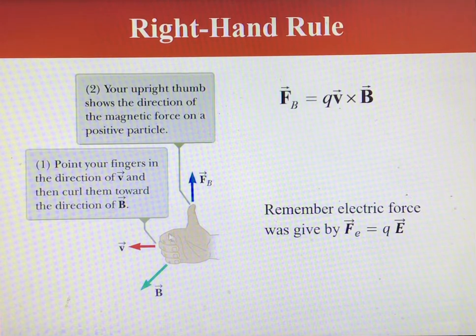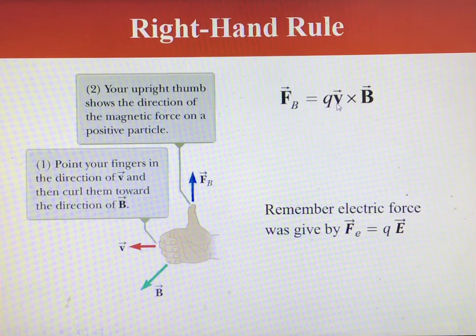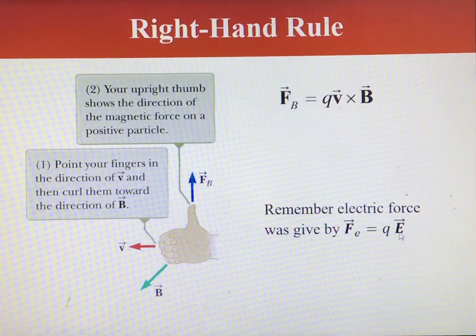So in this example, what you're going to do is place your fingers in the direction of the velocity vector, and then you curl your fingers in the direction of the magnetic field. Once you do that, your thumb is going to tell you the direction of the force on the charged particle. So this is how we compute the force. The magnetic force is just the charge times the cross product of the velocity vector and the magnetic field vector. Remember that the electric force is given by this equation. It's just the charge times the electric field.